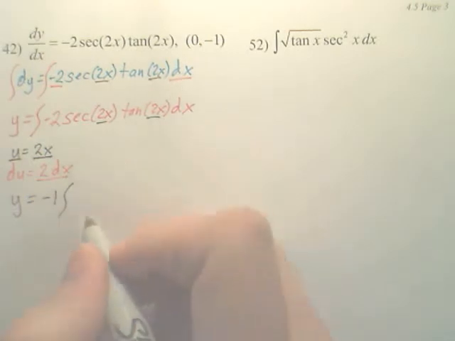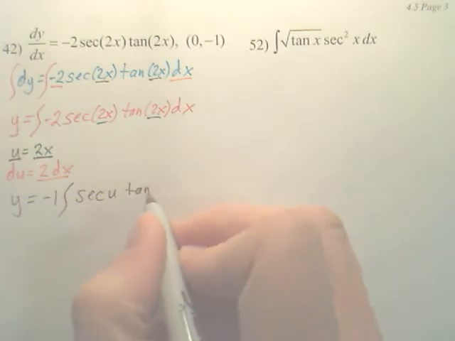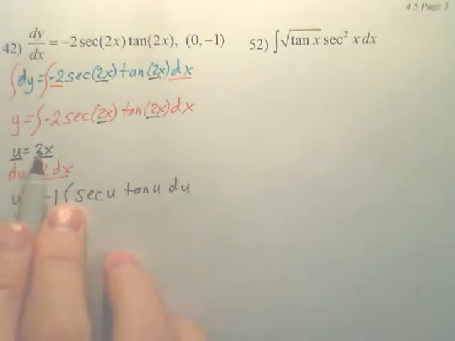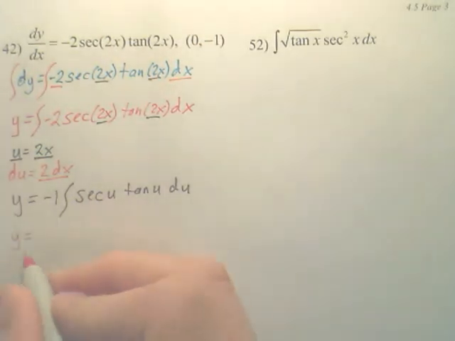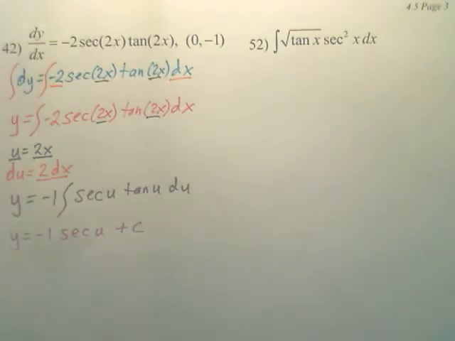The 2 dx becomes du, and this simply becomes secant u tangent u du. Again, because the 2 dx becomes du, and the 2x's become u's. That is now an easy integral to do. The integral of secant tangent is simply secant. So my answer is negative 1 times secant u plus c. I'm still not done.